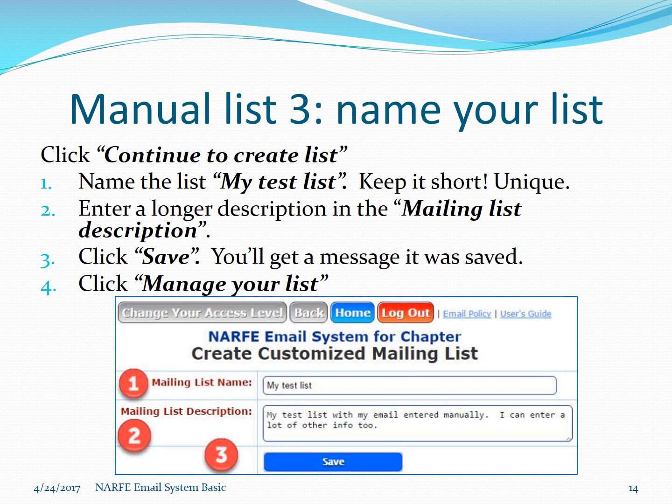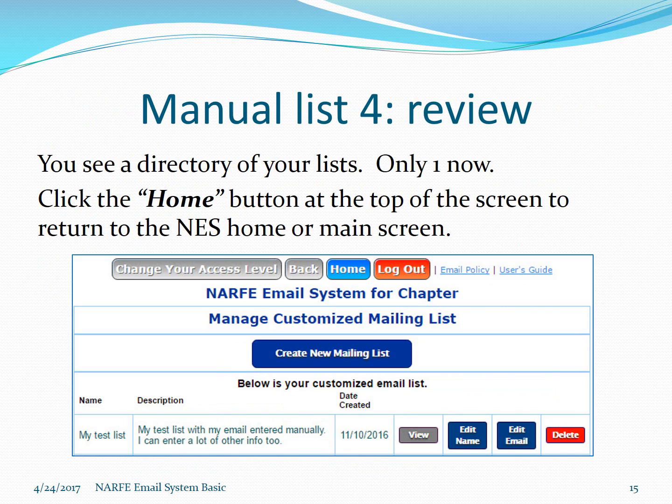First, name the list My Test List. Keep it short, it has to be unique. Second, enter a longer description in the mailing list description. Third, click Save. You'll get a message that it was saved. And fourth, click Manage Your List. You're returned to the Manage Customized Mailing List screen. You'll see a directory of all your lists, but there's just one now. Click the Home button at the top of the screen to return to the NES home screen.